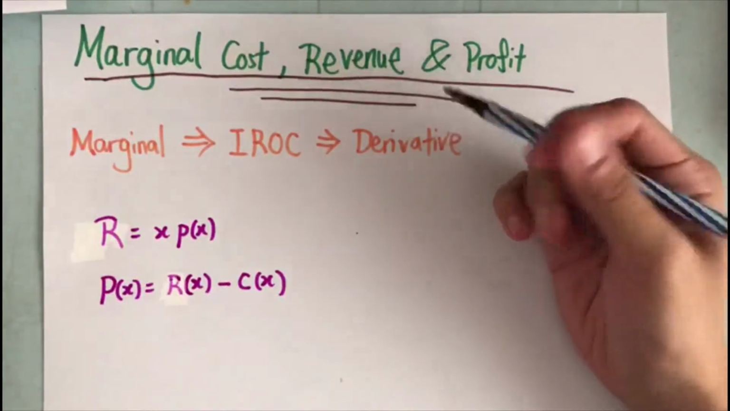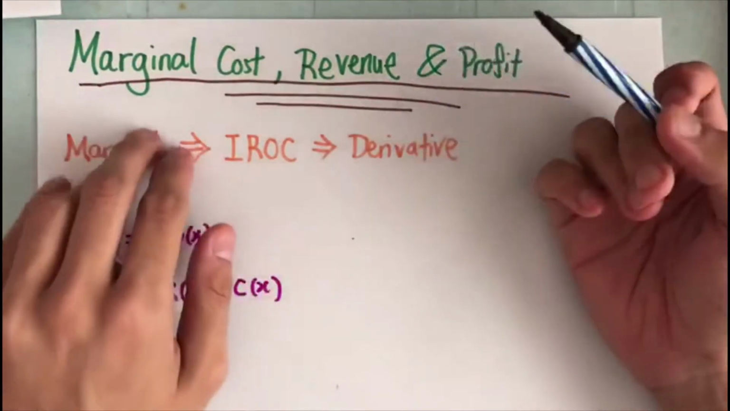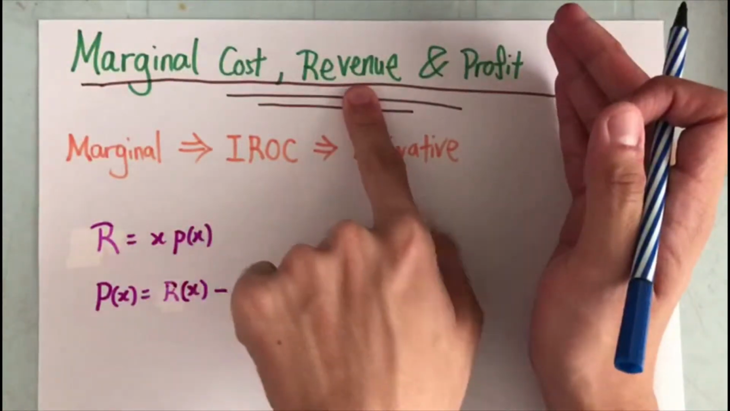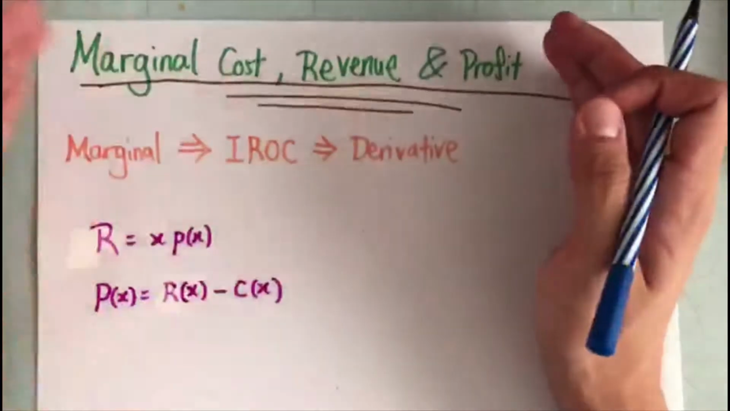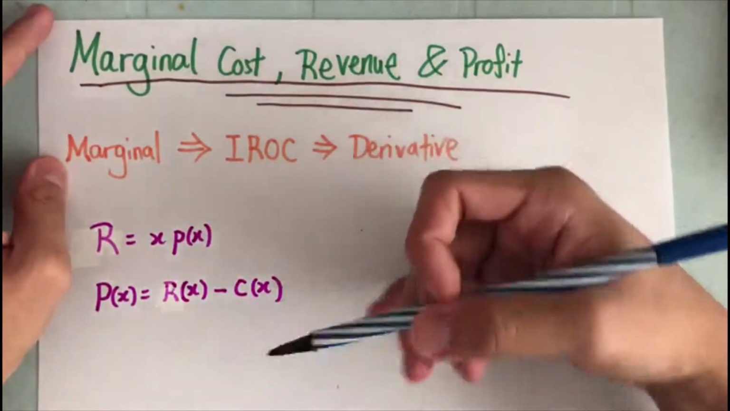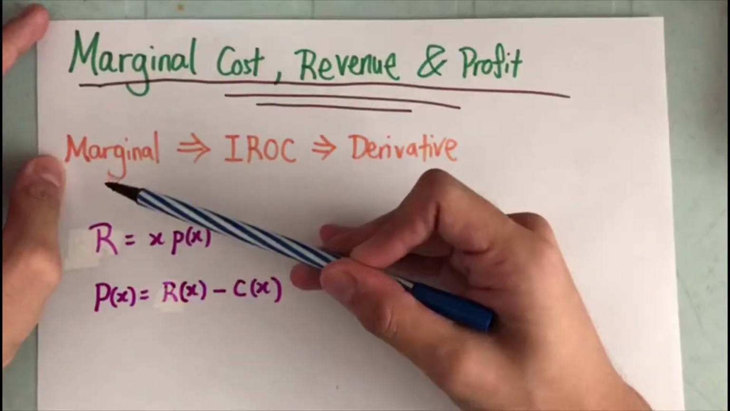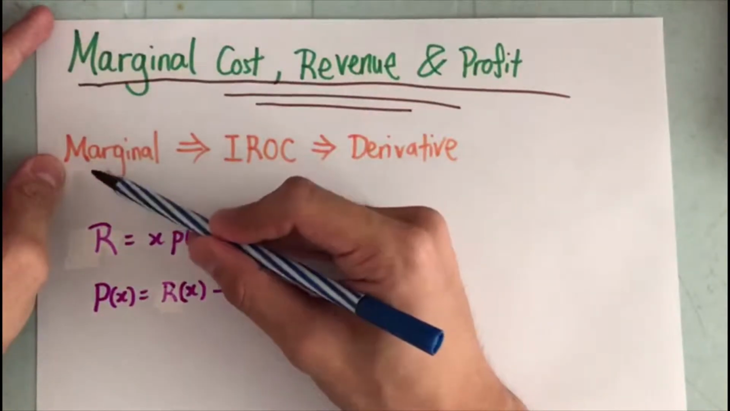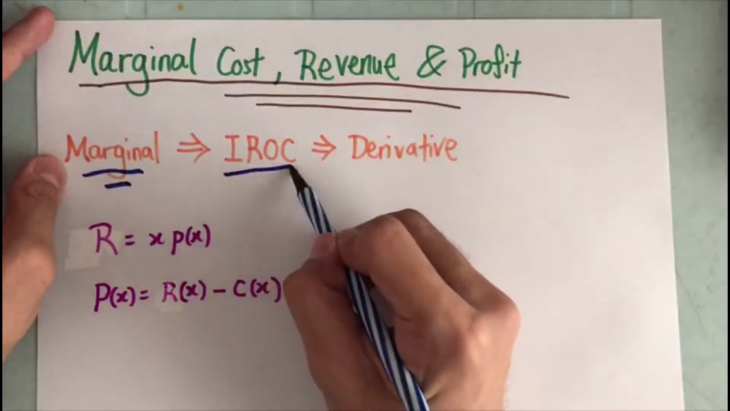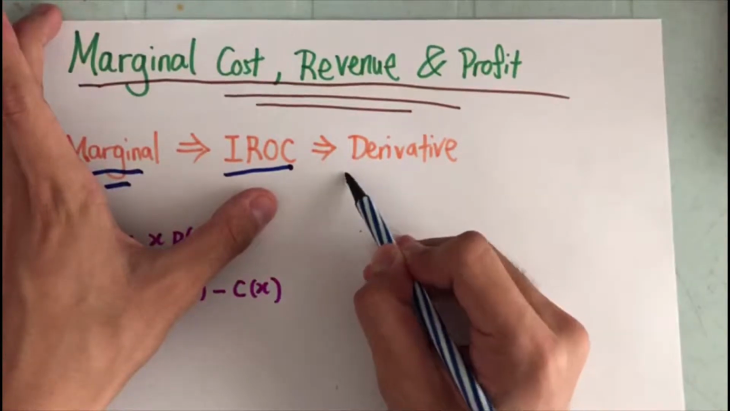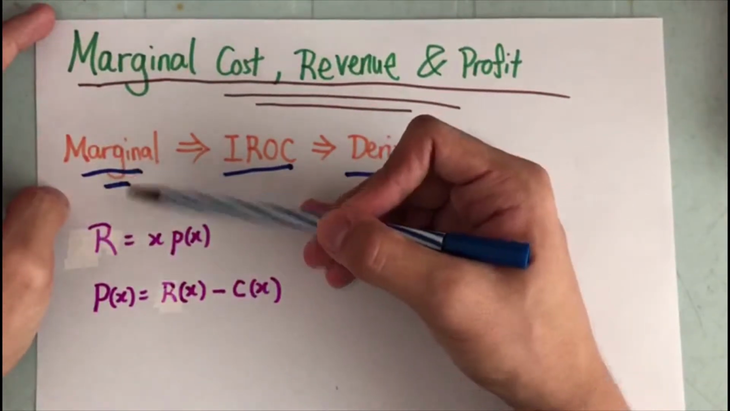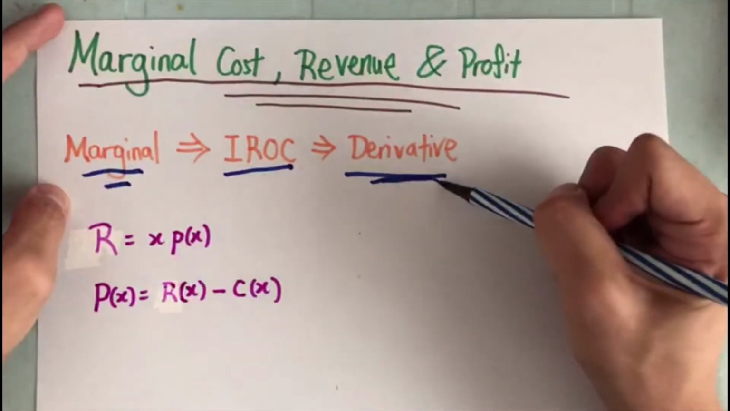Today we're going to talk about the applications of derivatives in the business field, and our focus is marginal cost, marginal revenue, and marginal profits. In order to get a very good understanding of this topic, let's look at the key terms first. The very key term is marginal. Marginal means instantaneous rate of change, and therefore it means the derivative. So whenever a question asks you to find the marginal of something, find its derivative.